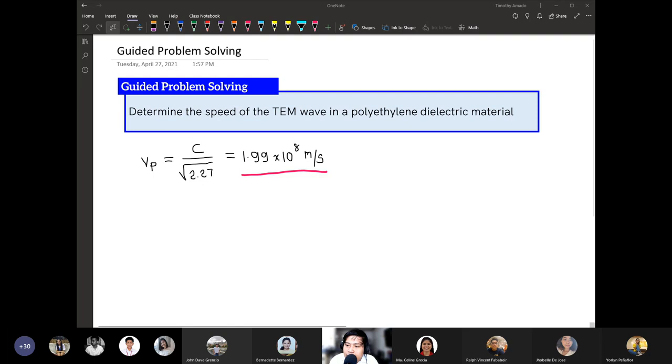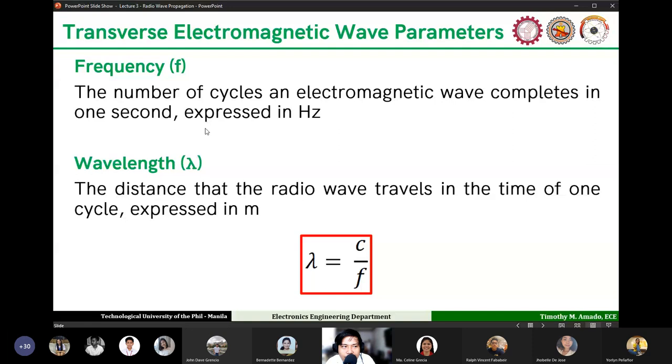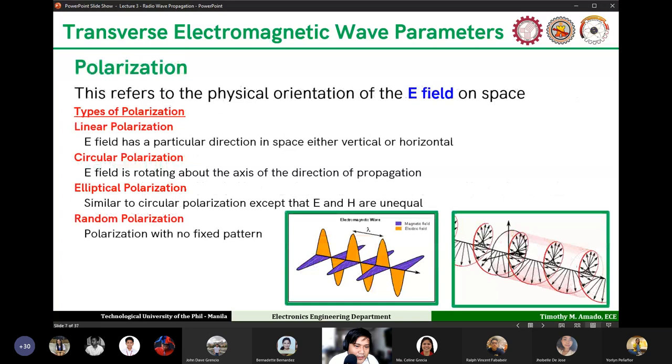Okay? So, next natin guys, we have the frequency and the wavelength. Familiar naman tayo lahat dito guys, right? Pag sinabi natin frequency, ito ay the number of cycles in one complete electromagnetic wave, the number of cycles in a second. And yung wavelength naman is actually the length of one cycle. So, yung formula natin is simply C over F. Very basic. So, next na pag-usapan natin, guys, is polarization.